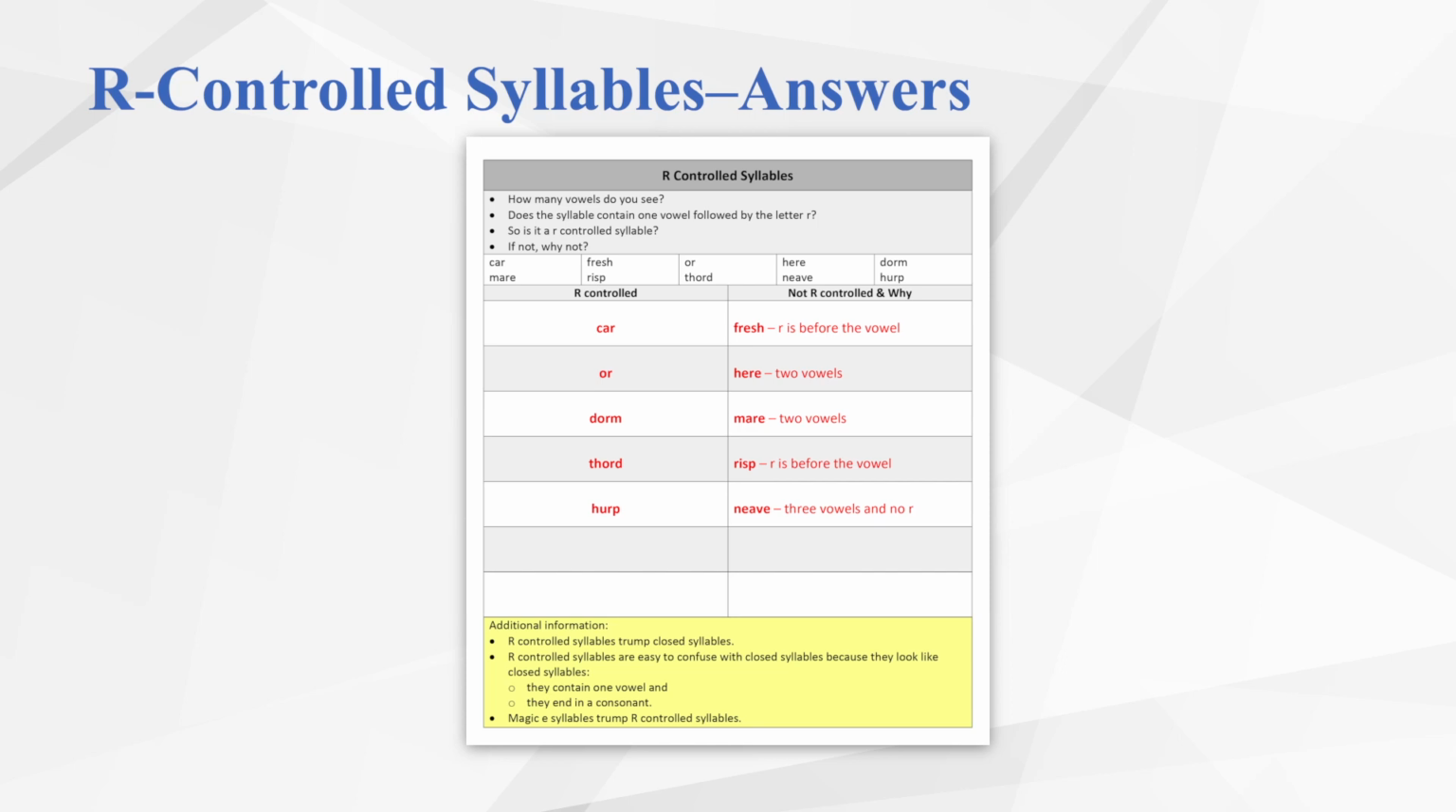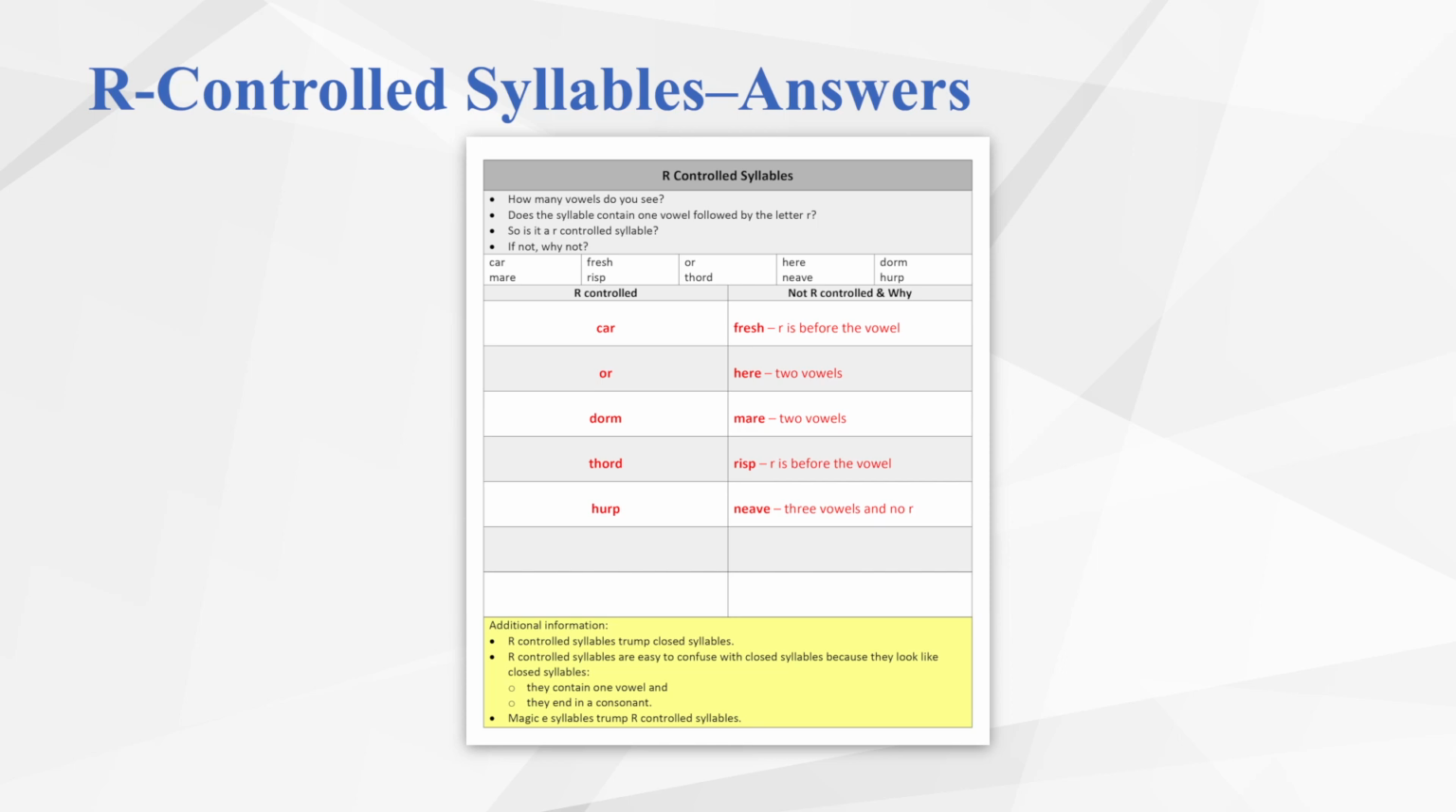Taking a look at the not column, we have fresh. And the reason that fresh is not R-controlled is that the R is coming before the vowel and not after, so the order is the problem. The word here is not R-controlled because it contains 2 vowels. Again, if we were to take the E off the end, her would be R-controlled. That E at the end is in fact changing the vowel and making it say its name, sort of.